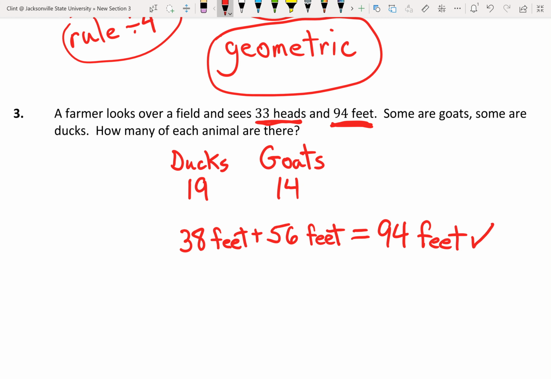Okay, so that's what we want. We want 94 feet, so we need 19 ducks, 14 goats, just trial and error there. Sometimes you get lucky and your first guess is better and you don't have to work as hard. Sometimes you have to make several guesses before you get close.